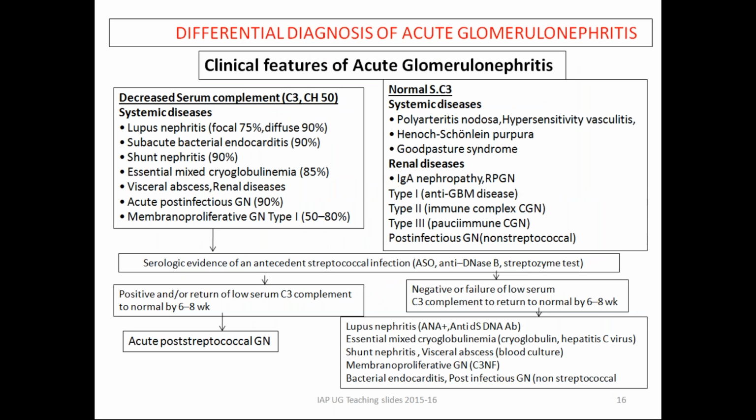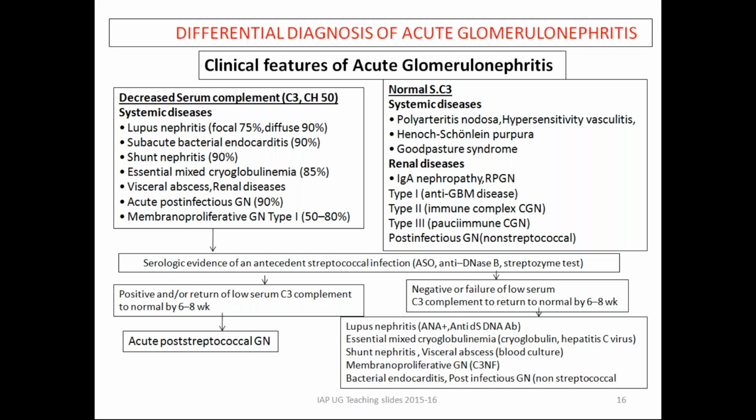So coming to the differential diagnosis of acute glomerulonephritis, you can have decreased serum complement levels and normal serum complement levels. In the decreased serum complement levels, like C3 and CH50, suspect first systemic diseases like lupus nephritis, subacute bacterial endocarditis, shunt nephritis, essential mixed cryoglobulinemia, visceral abscess, and renal diseases like post-infectious GN and membranoproliferative type.